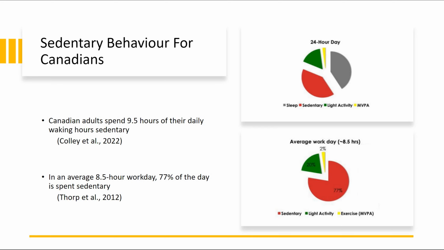Sedentary behavior for Canadians. Statistics show that Canadian adults spend a substantial amount of time sedentary, approximately 9.5 of their daily waking hours. Surprisingly, with an average of an 8.5-hour workday, 77% of this time is spent in sedentary activities, signifying a significant portion of the day in a seated or reclined position.